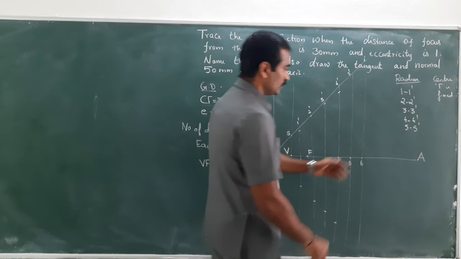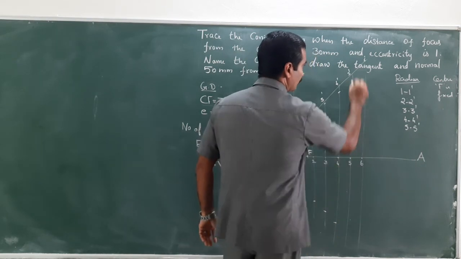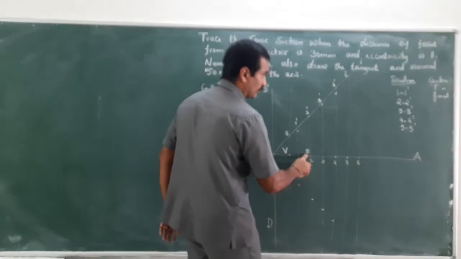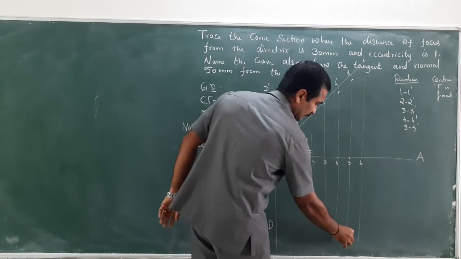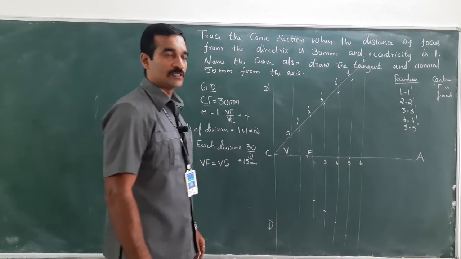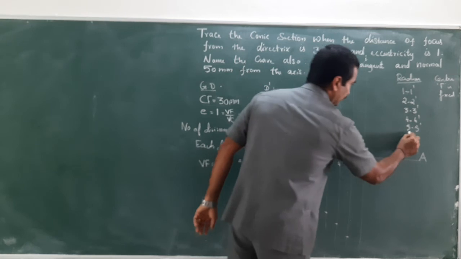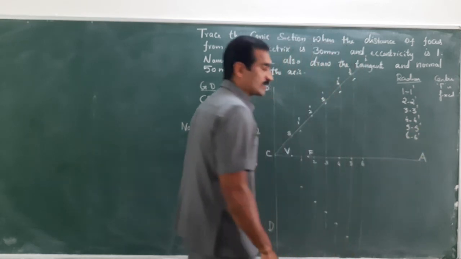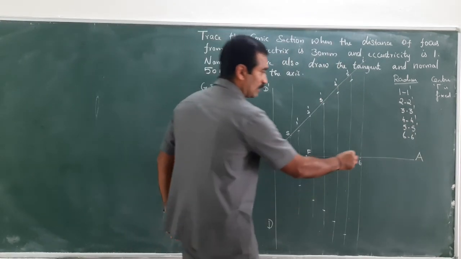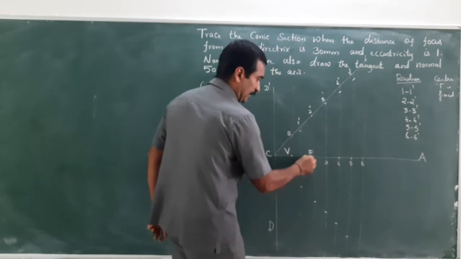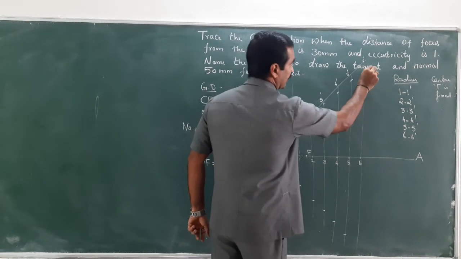Right. Now repeat the procedure. Take 5 dash in your compass, F as center, cut an arc. Similarly, if you want, you can take 6 dash as radius in your compass and, keeping F as center, cut an arc.